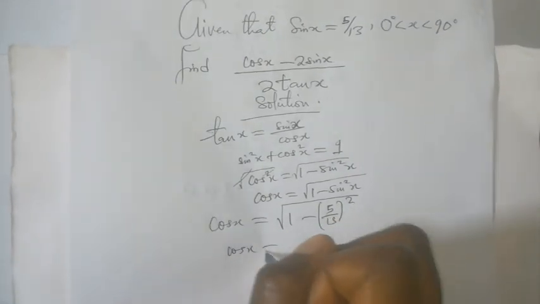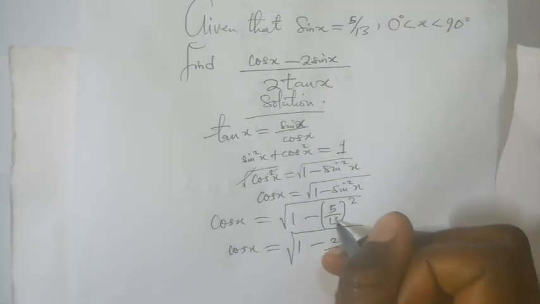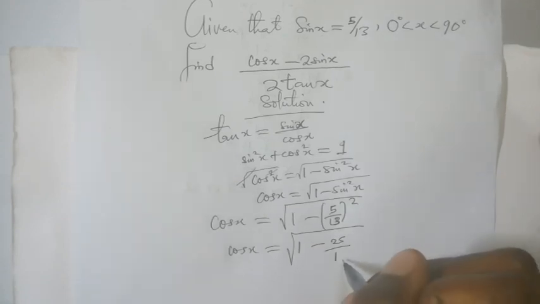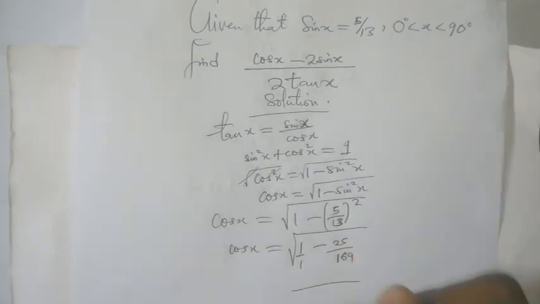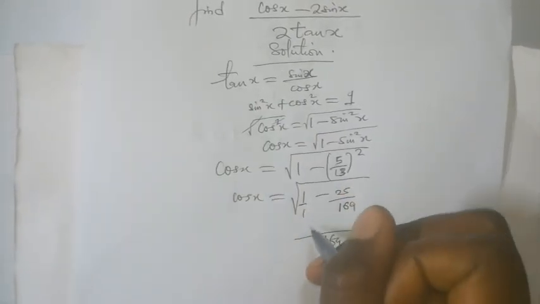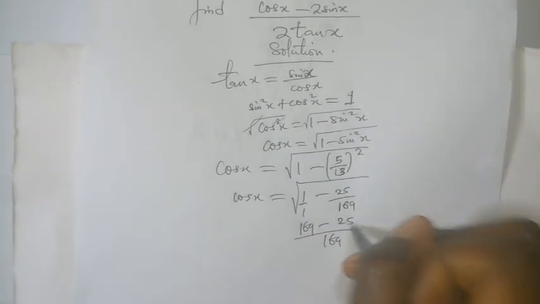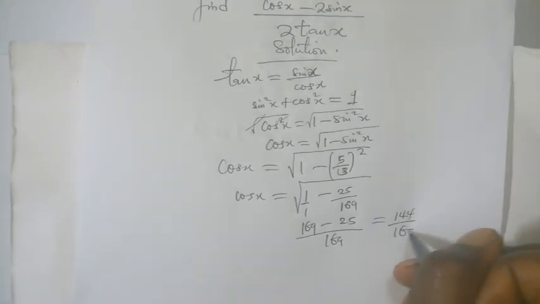So we have cos x is the square root of 1 minus 25 over 169, since 5 squared is 25 and 13 squared is 169. If we take the LCM, we now have 169. So 1 into 169 is 169 times 1, we have 169. 169 into 169 is 1 times 25, we have 25. And 169 minus 25 is 144 all over 169.